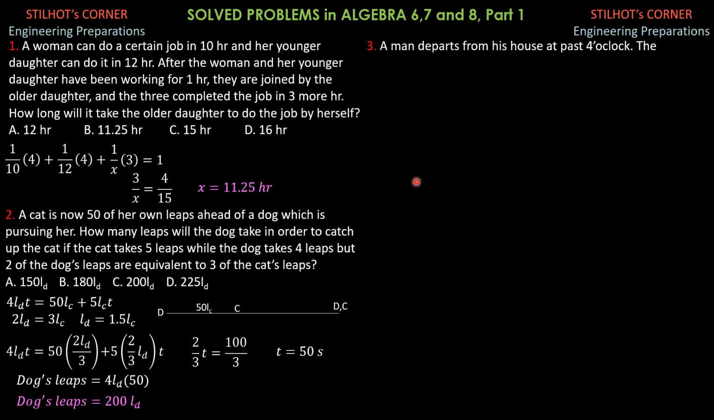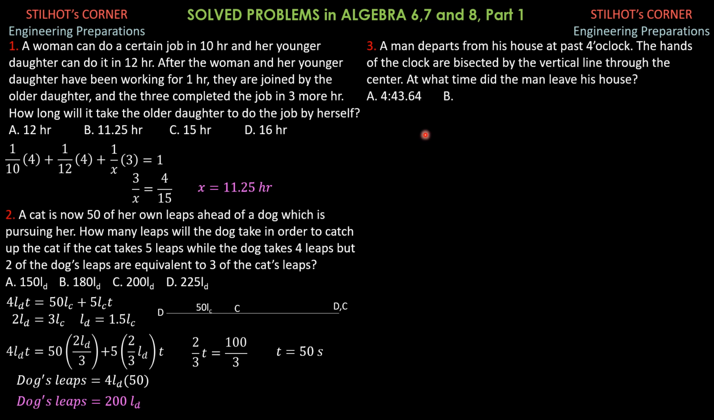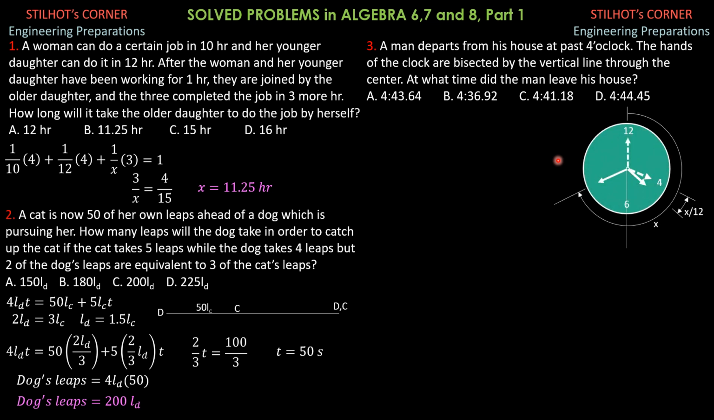A man departs from his house at past 4 o'clock. The hands of the clock are bisected by the vertical line through the center. At what time did the man leave his house? So let's draw a clock with initial reading 4 o'clock. And then from there, we analyze that the position of the minute hand should be here.